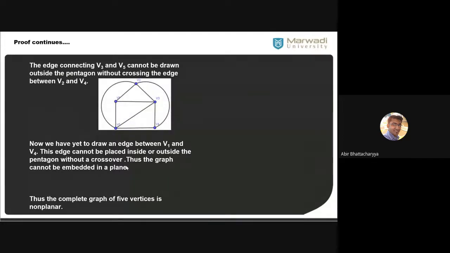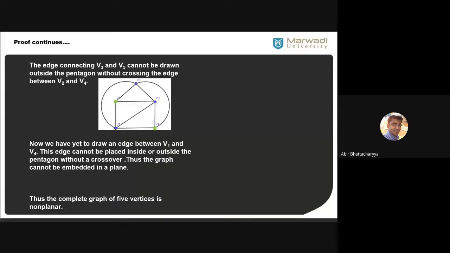Now what we will do next step, we'll connect V3 and V5. Only one edge is left. Now you tell me, I want to connect V2 and V4. Only one connection is left, V2 and V4. Is it possible to connect V2 and V4 without any crossover? From inside, outside, wherever. Is it possible?